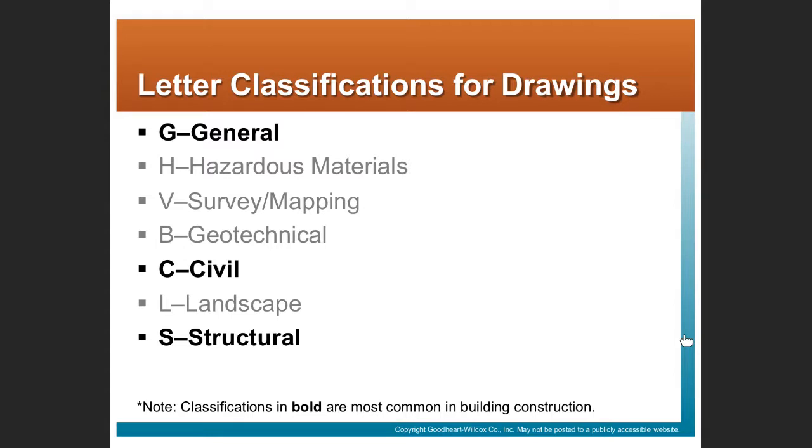We might see landscaping on the civil drawing, or we could have a separate L drawing, a separate set of drawings for landscaping. Civil drawings will typically have property lines. So again, all the things that help us identify the building in its context.